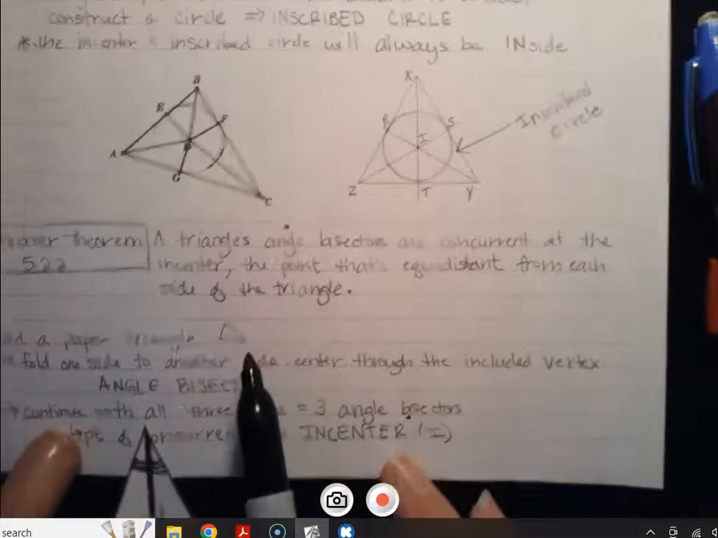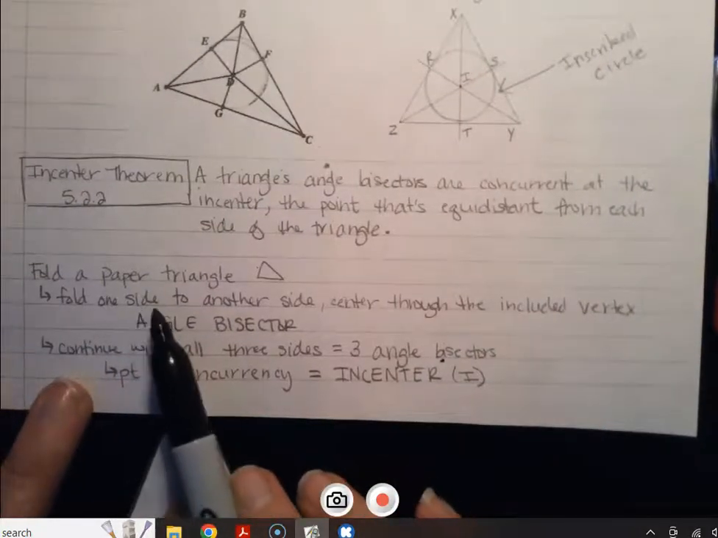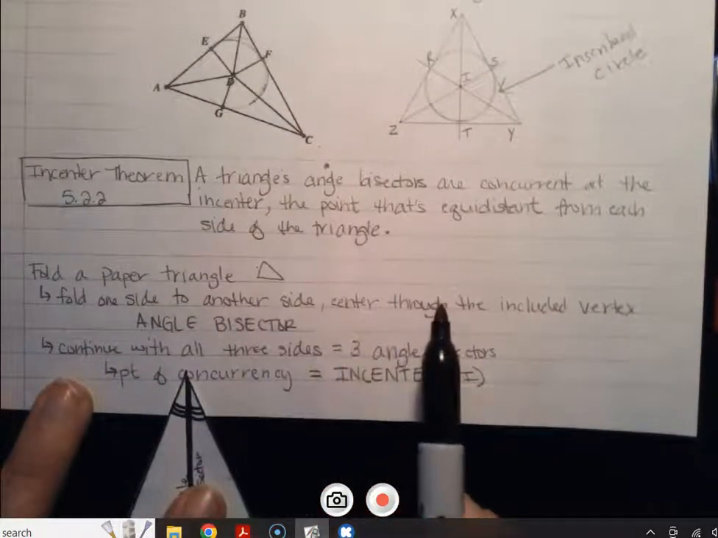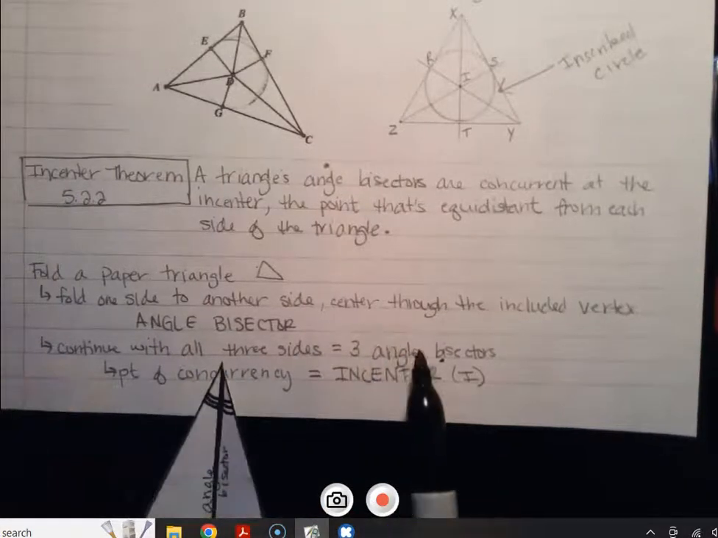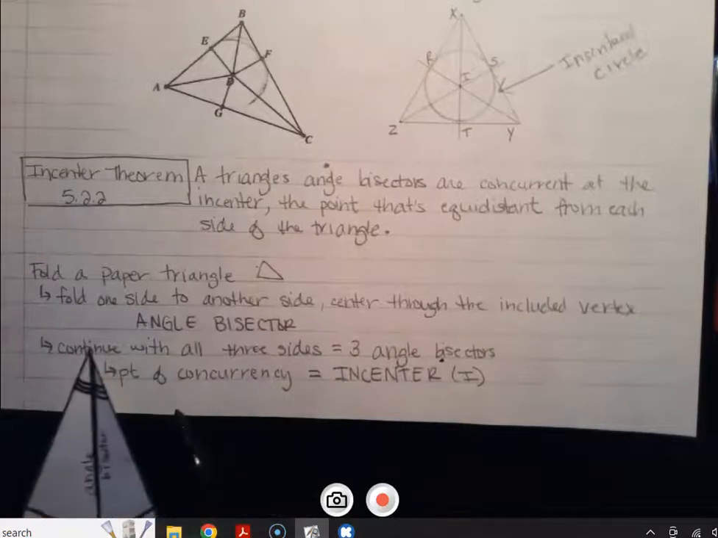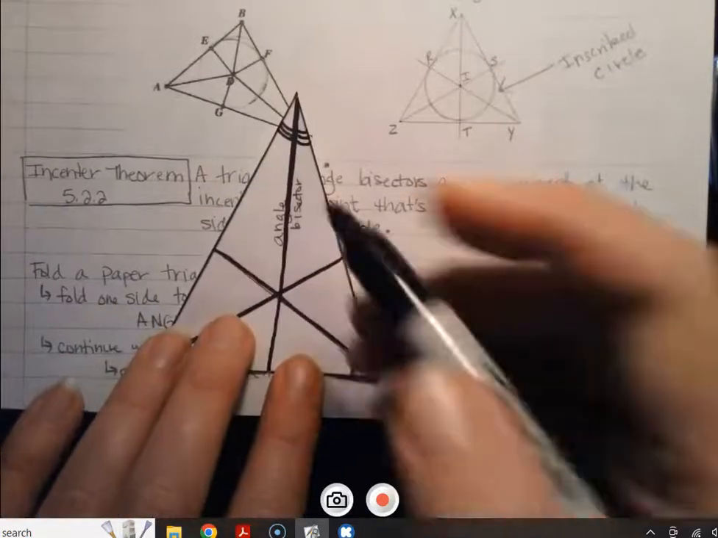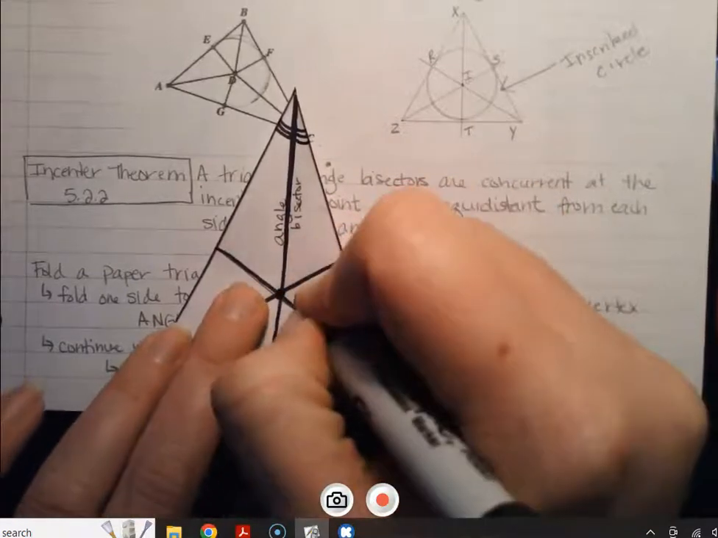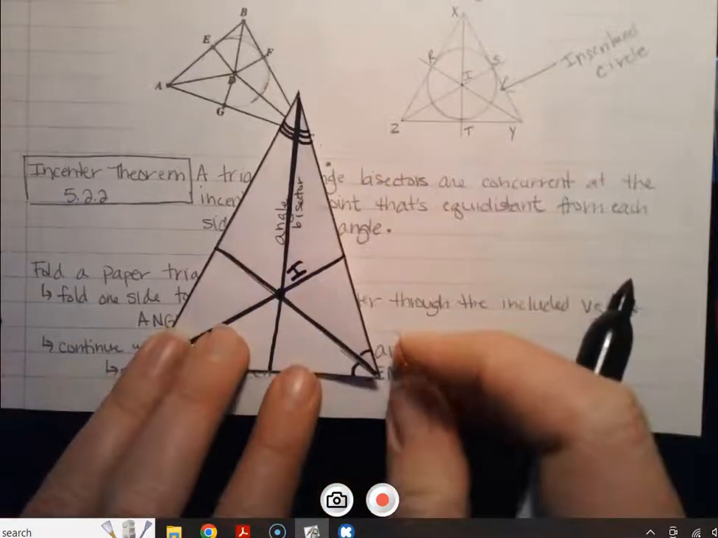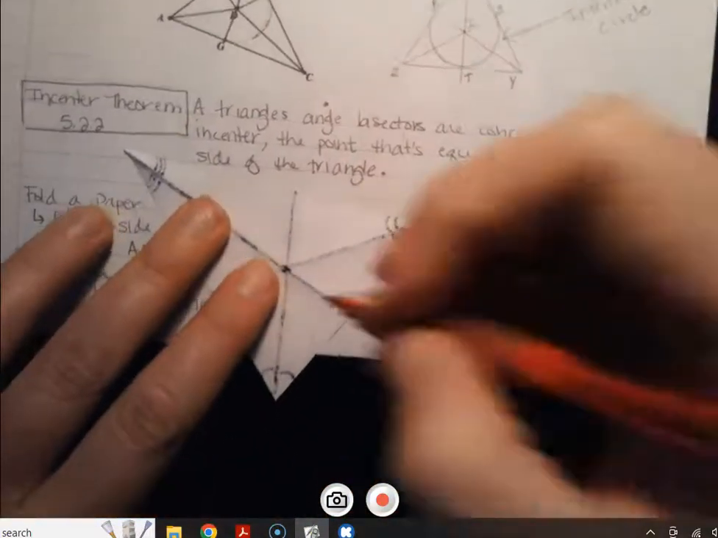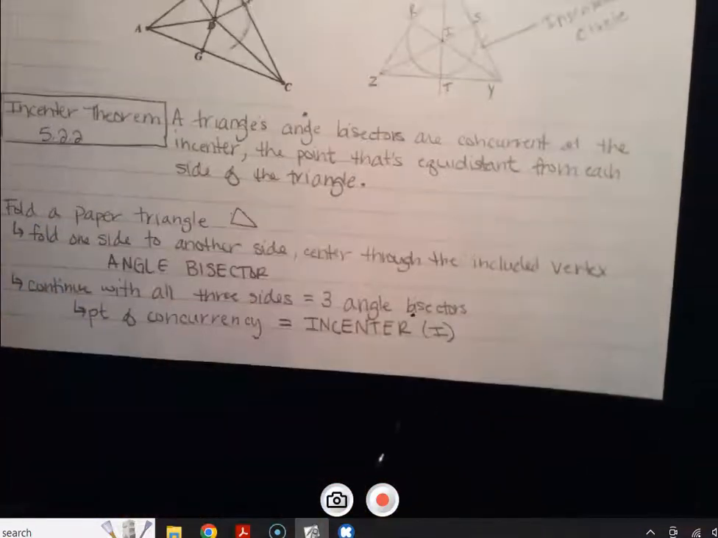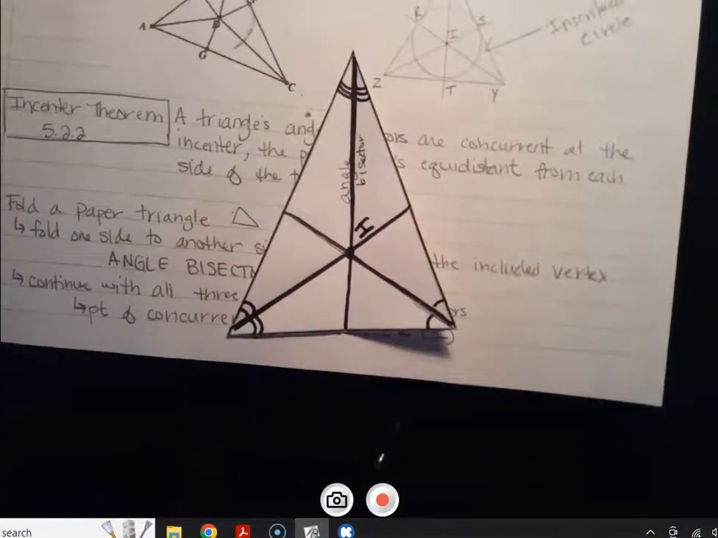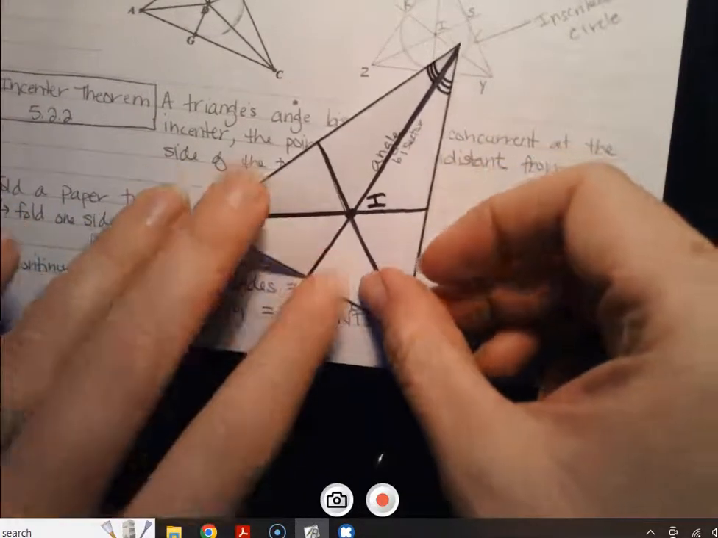Okay, so look back at our paper fold. If we fold one side to another side, centered through the vertex, we have an angle bisector. We continue with all three sides. We got three angle bisectors. The point of concurrency is the incenter, yes. So we're going to label that I, the incenter. And I'm going to flip mine over and write incenter on the back so I can have it. But yes, this is the incenter. Hopefully you know that's an I and not an H. I.